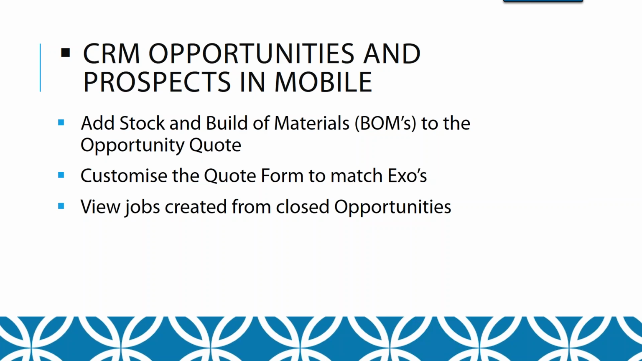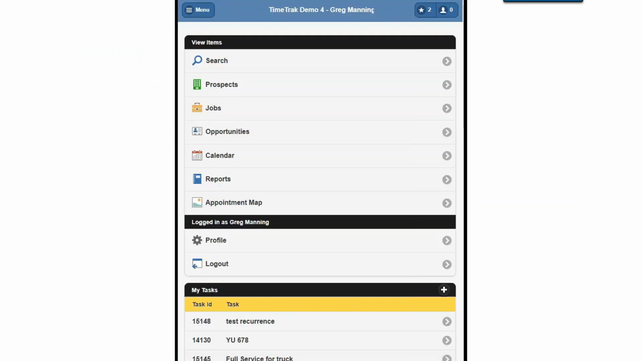All of your quote forms within TimeTrak can now match what you have set up in XO. So if you have a consistent look or a logo or a layout that you'd like to use, then we can pick that up and use that in TimeTrak as well. It does have to be created in the TimeTrak report writer. And you can also view any jobs that are created from an opportunity. So I've got a wee video here.